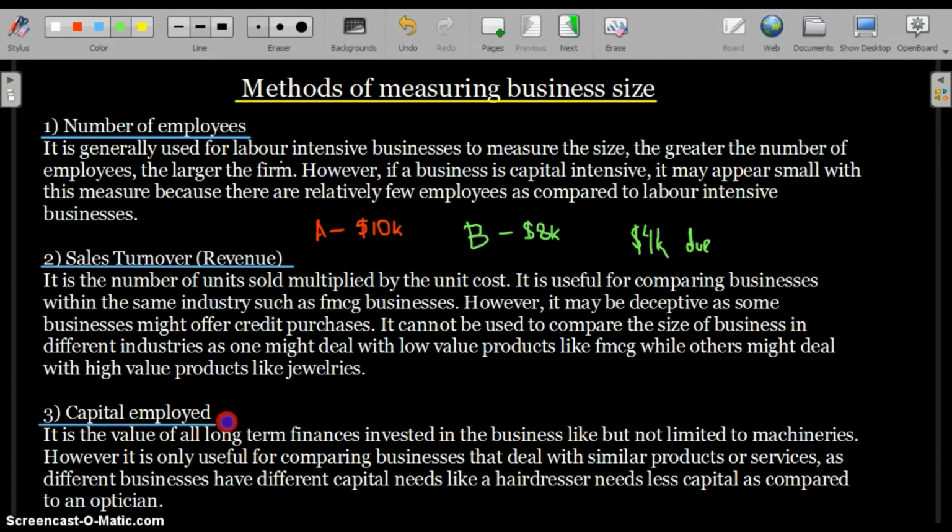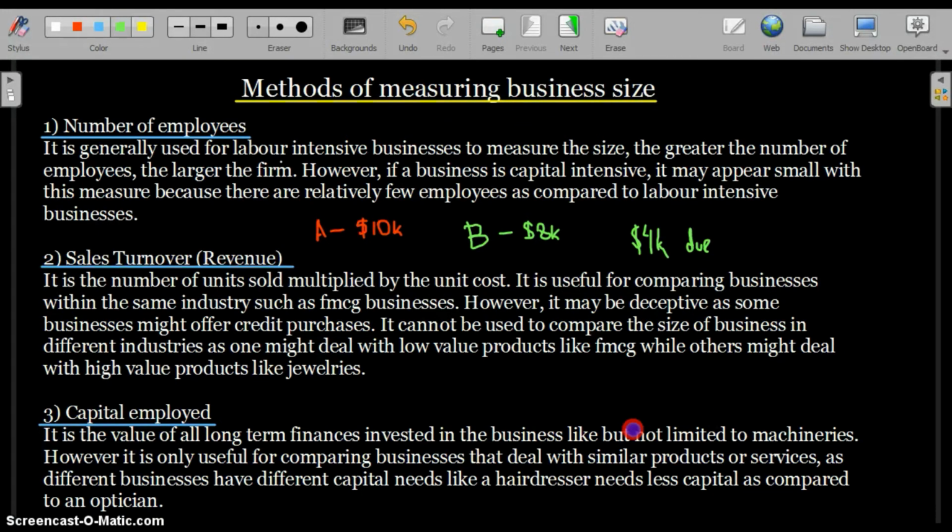Now let's move on to the third method, that is capital employed. Capital employed is just the opposite of number of employees, because here we look at the value of all long-term finances invested in the business, like but not limited to machineries. It's not just limited to machinery, it's also other long-term finance that is invested, but generally we consider machineries. So here we look at how much capital a business has.